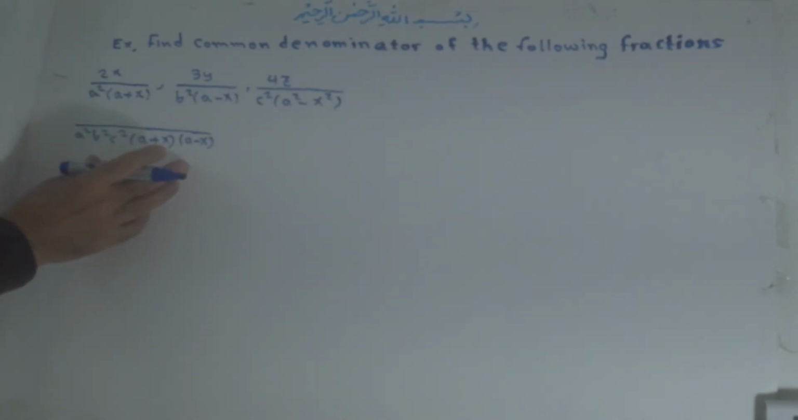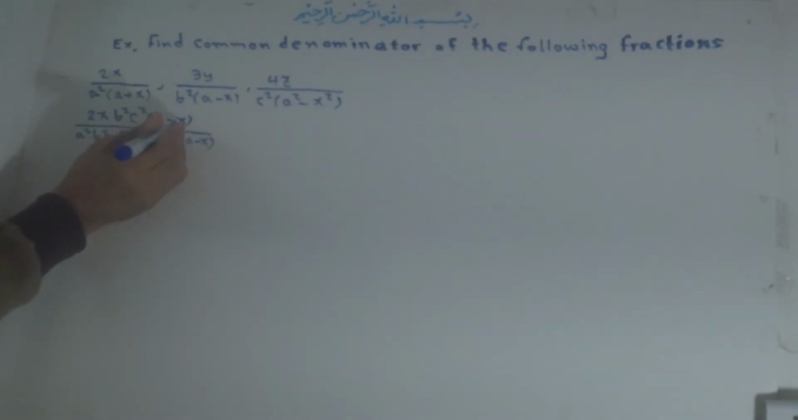Now we divide the common denominator by the first fraction's denominator: a plus x cancels with a plus x, and a to the power of 2 cancels with a to the power of 2. What remains is b to the power of 2, c to the power of 2, a minus x. We multiply this one with the numerator. The numerator is 2x times b to the power of 2 c to the power of 2 a minus x.